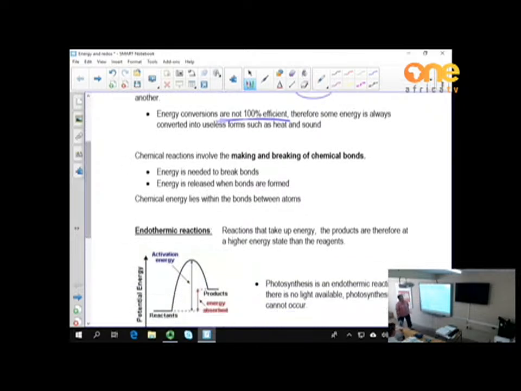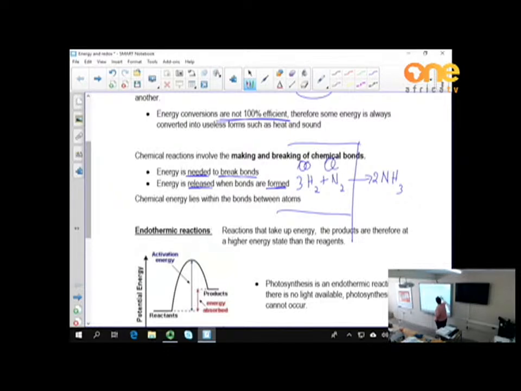In chemical reactions, we need energy to break bonds, all right? And chemical reactions release energy when bonds are formed. So when we write a chemical equation, usually if I have hydrogen plus nitrogen and it forms ammonia, for example, we can balance it there. Then on the reagent side, we have to break the chemical bonds between the diatomic molecules. There's a diatomic molecule and there's a diatomic molecule to get separate atoms.